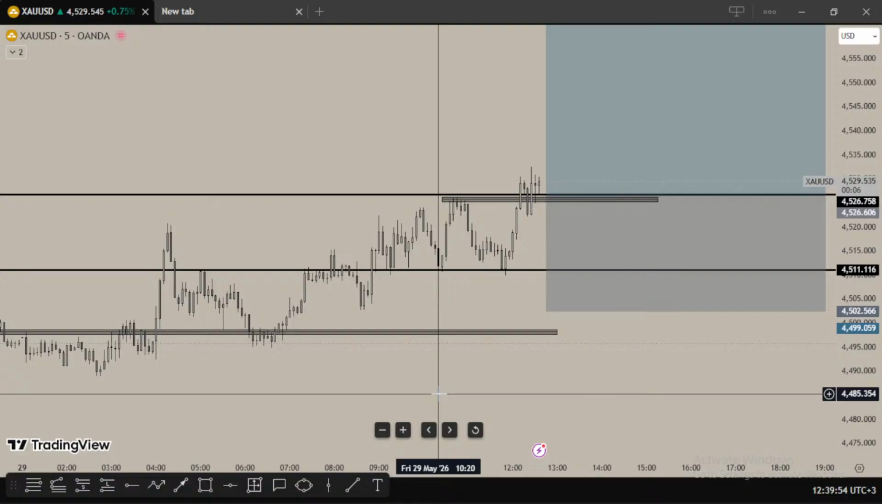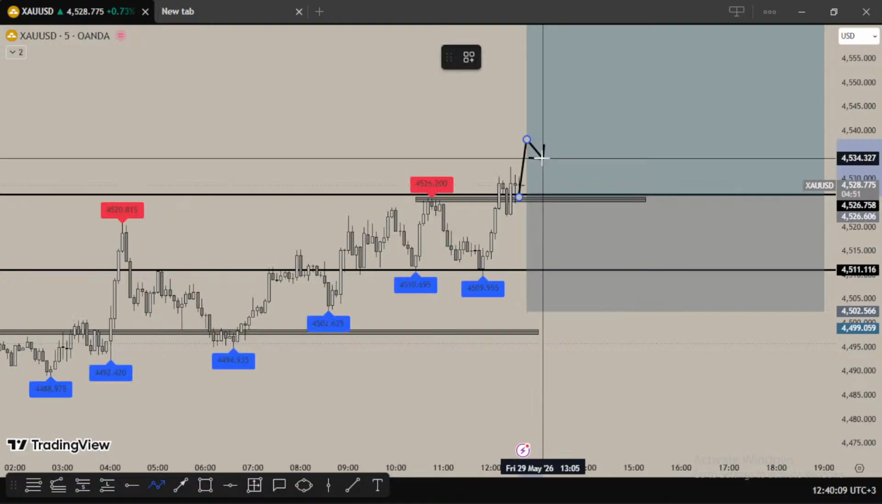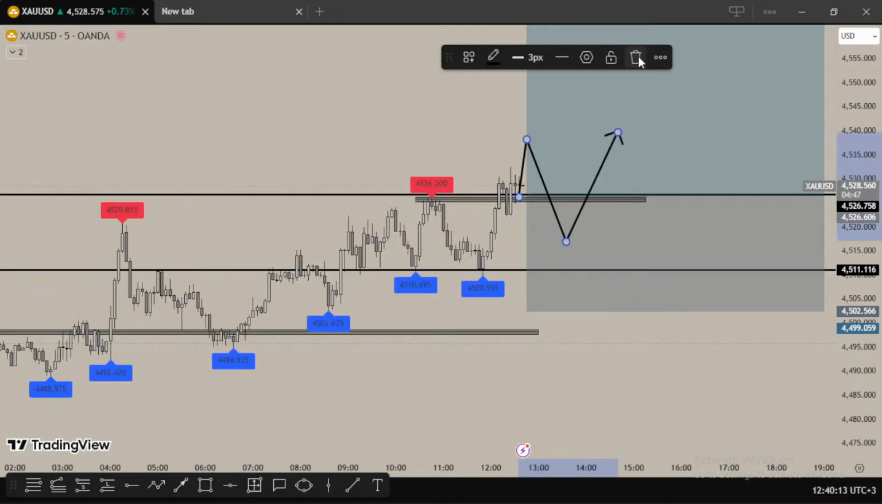So in the meantime, I'll just open that. I want to see if price is going to mark a new pivot point. If the pivot point is going to be marked, maybe price is going to push a bit higher. If the pivot point is going to be marked, now I'm going to wait for the correction, then continuation. So I'm sitting on my hands patiently looking at how price is going to behave at this area.